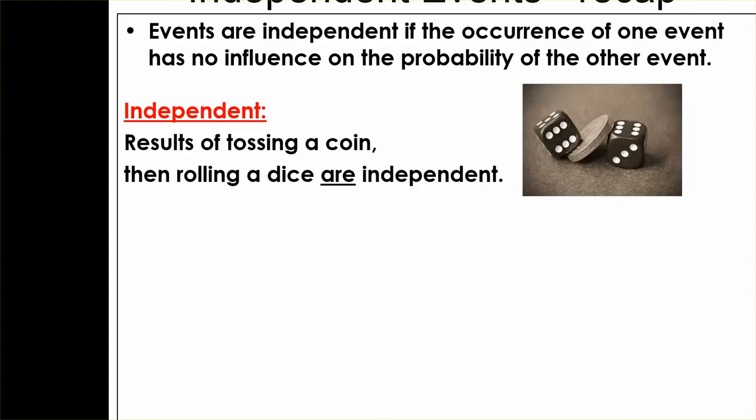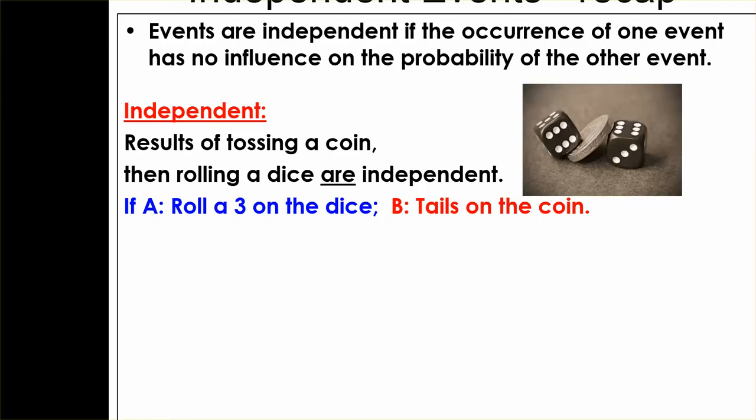So if I toss a coin and I tell you I got a tails, right, and then I throw a dice, the probability that I get a 3 on the dice is still 1 in 6. So the probability of getting a 3, given that I got a tails, is the same as the probability that I get a 3. They're independent events.